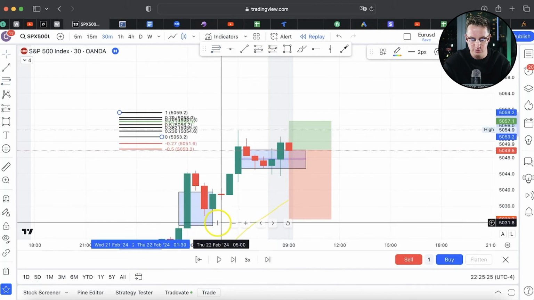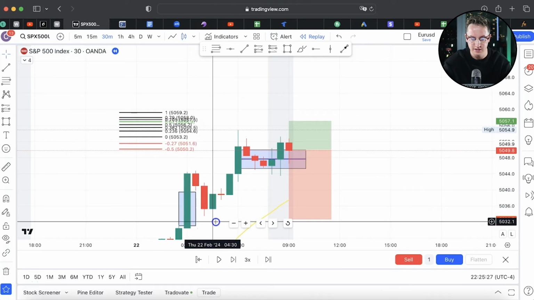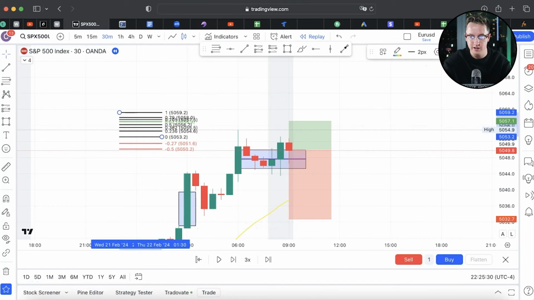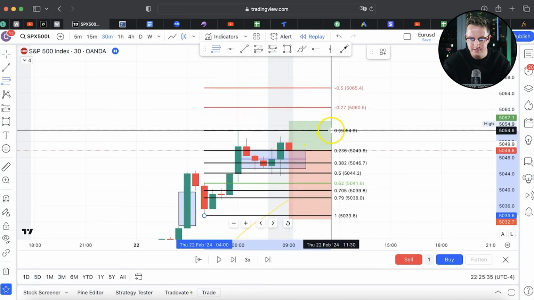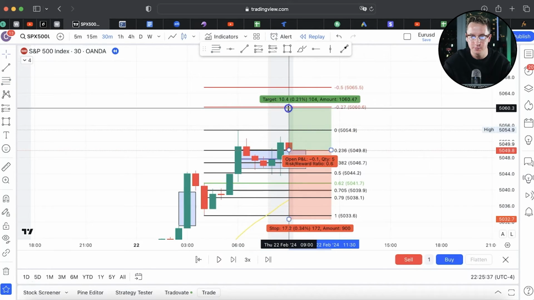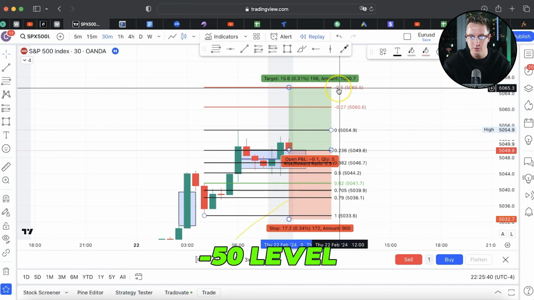So let me delete this real quick so I have some room to see. So I'm going to grab my fibs. Let's retry that. I'm going to get my fibs from this previous low to this high. And then my TP is going to be at the -50 level right here.